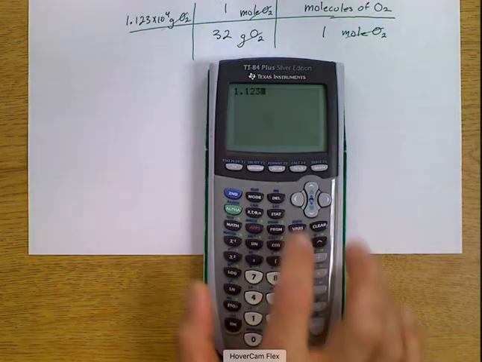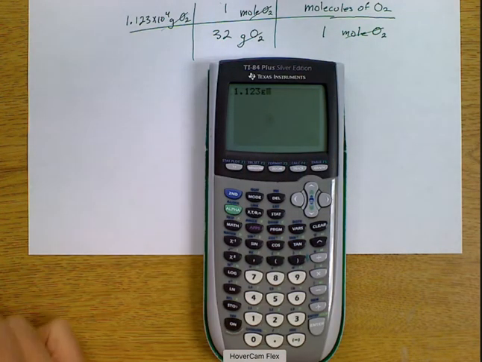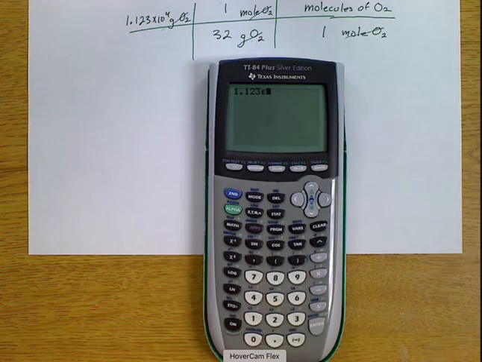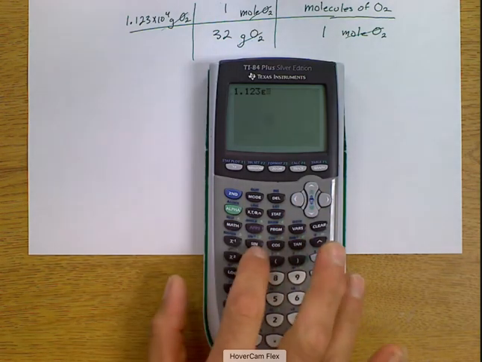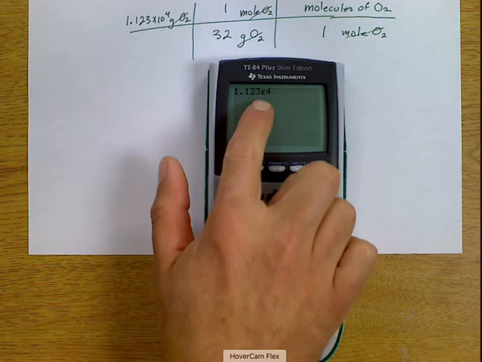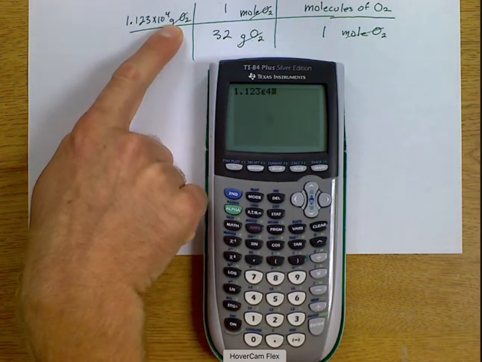1.123, and then I'm going to go second EE on this one. Whatever it is, you want to use that EE function. I would encourage you guys to get these Texas Instruments. They make it easy. So second EE 4. So when I write that on my calculator, this E4 means times 10 to the 4th, okay?